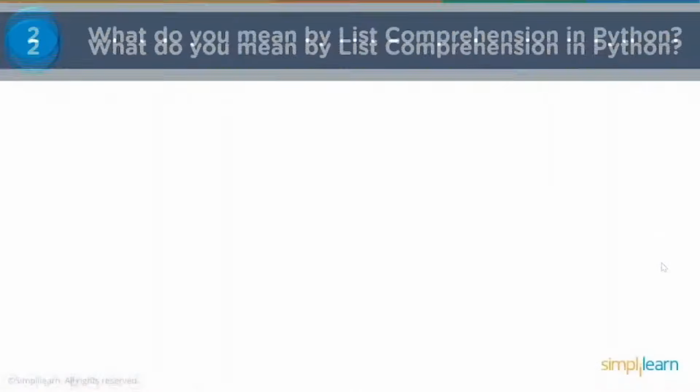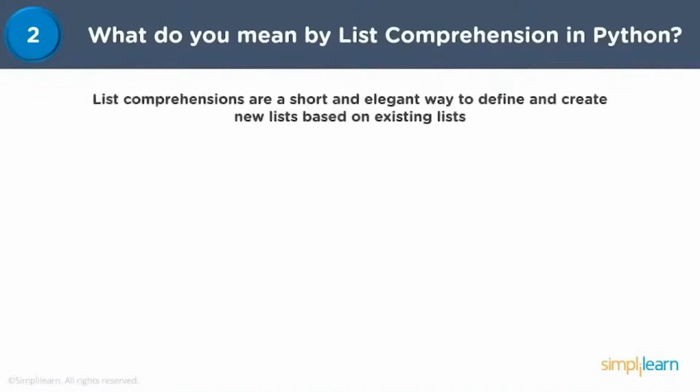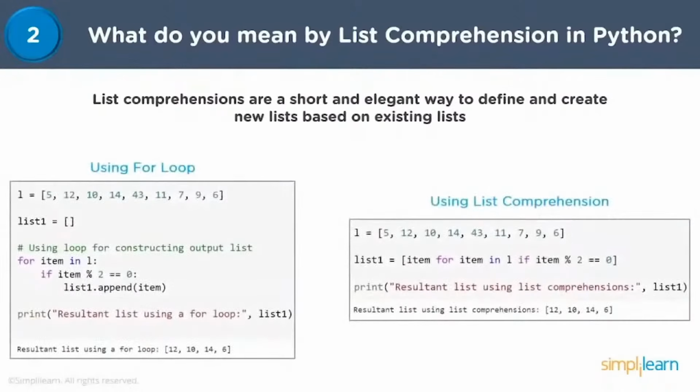Okay. Now let's move to our next question. So our next question is, what do you mean by list comprehension in Python? So list comprehensions are a short and easy way to define and create new lists based on existing lists. So suppose you want to iterate through a list and find all the even numbers in the list. You can either use a for loop and an if condition as shown here, or you can write a list comprehension to do it in one line of code. You can see this is my list comprehension. So let me show you both the ways.